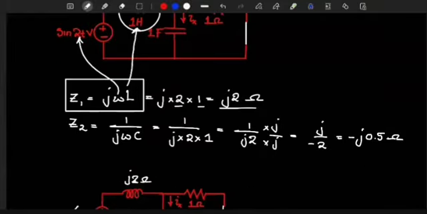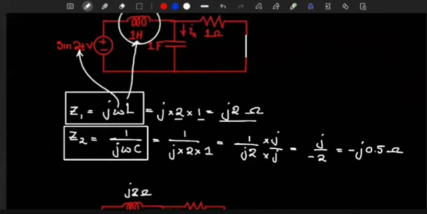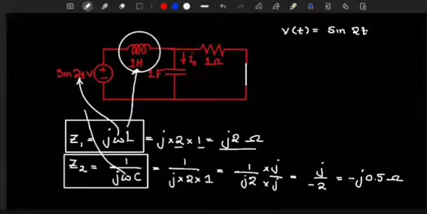In the same way, to calculate the impedance for a capacitor, the formula is 1 over j omega C, where C is the capacitance. Omega still comes from the source, which is 2 rad per second. The capacitance comes from the capacitor itself, which is 1. When you multiply, you have 1 over j2.